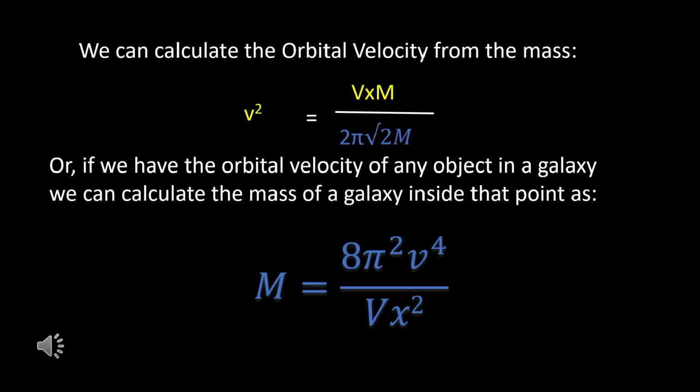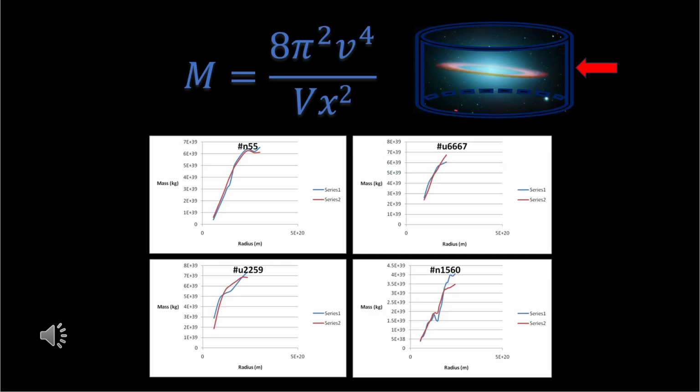So we can calculate the orbital velocity of any point in any galaxy from the visible mass, but we can also rearrange our formula so that if we have the orbital velocity of any object at any point in any galaxy, we can calculate the mass of that galaxy inside that point. Here's our new equation and formula for calculating the visible mass at any point inside any galaxy, given its observed orbital velocity. And again, you can see that using the observed orbital velocity, we can accurately calculate the mass inside many galaxies.